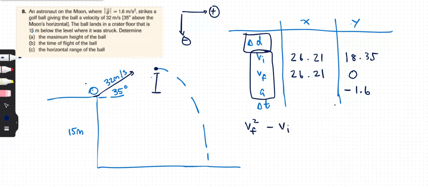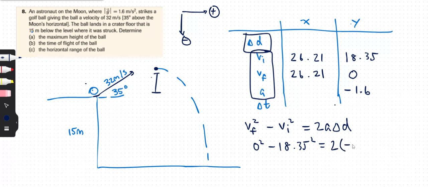minus V initial squared equals 2AD. And this is all just going to be for the y component. We're not going to use the x components since the maximum height is related to the y. So VF, we can plug it with 0 squared minus 18.35 squared equals 2 times negative 1.6, and then the d that we're trying to find.